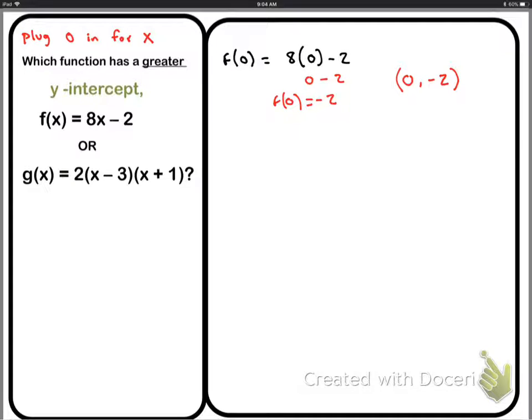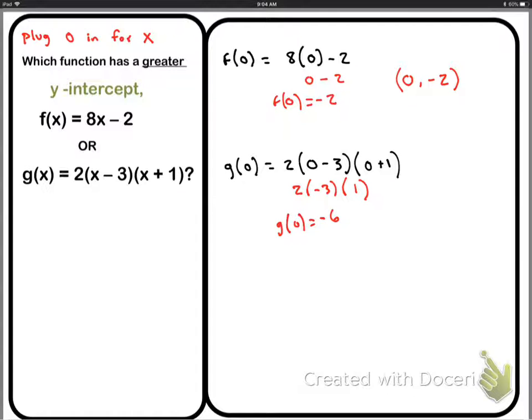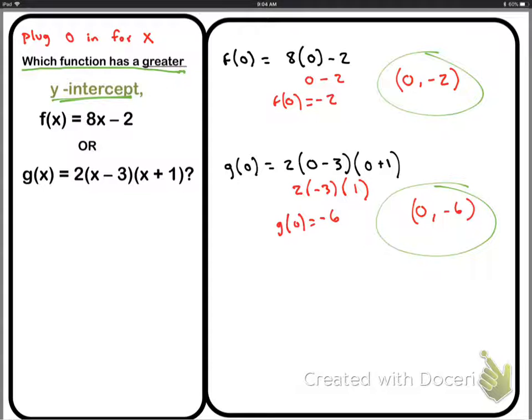So now going on to g of x, so we're plugging in 0: g of 0 equals 2 times 0 minus 3 times 0 plus 1. Simplifying this all out, this will turn to 2 times negative 3 times 1. 2 times negative 3 is negative 6 times 1 is just negative 6. So g of 0 gives us a negative 6. So our y-intercept here, 0, negative 6. Now we got to go back to the directions where it asks which of the functions has a greater y-intercept. So we have the two y-intercepts.